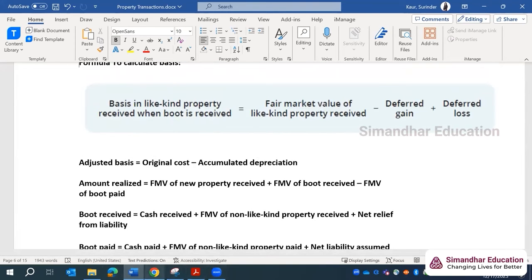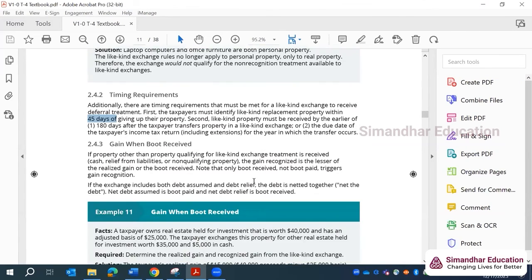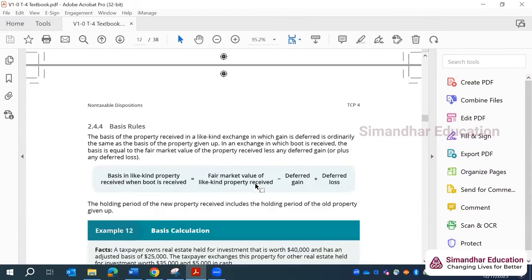What did we understand so far in the like-kind exchange? First, like-kind exchange is only on the real property. Second, that you have to identify the property within 45 days and receive the property within the earlier of 180 days or your filing date. And then both gains and losses are deferred in this transaction. All right.